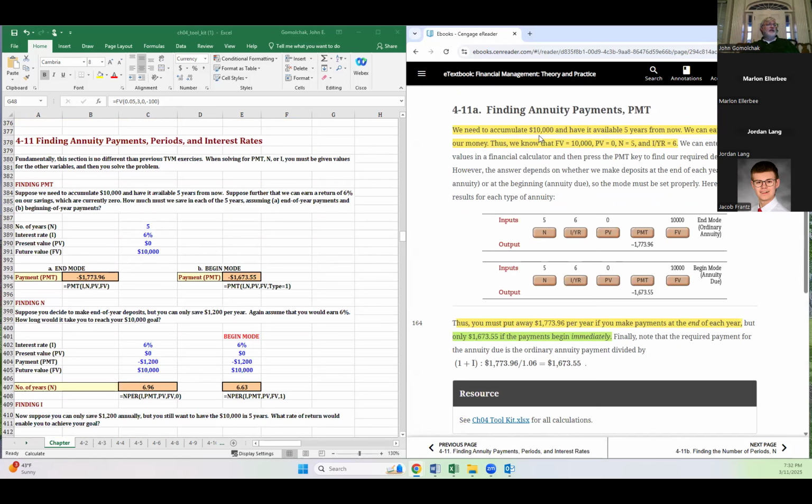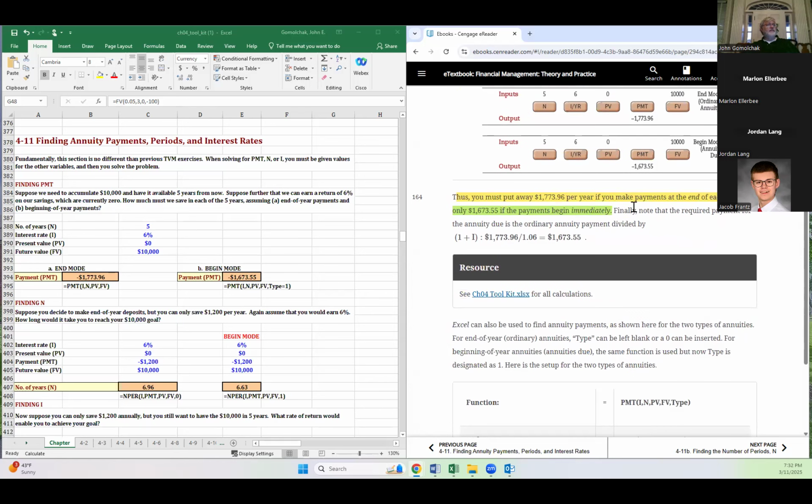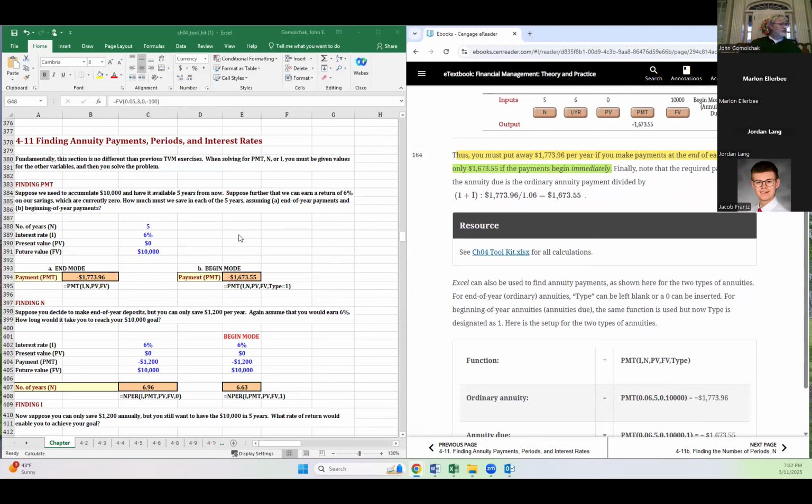All right, finding annuity payment, PMT. We need to accumulate $100,000 and have it available 5 years from now. We can earn 6% on our money. We know that the future value is going to be $100,000. Our present value is 0. The number of periods is 5, and the interest rate is 6. We can enter these values in a financial calculator, or I'm pretty sure we can do it over here in Excel.